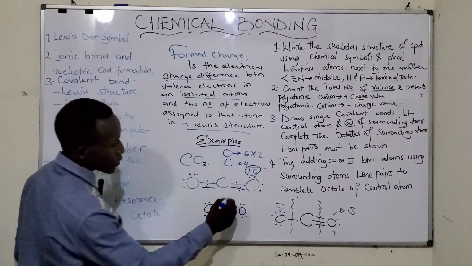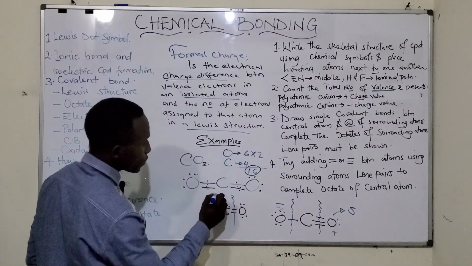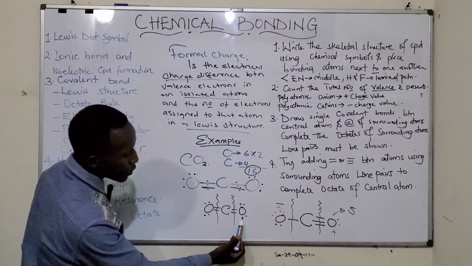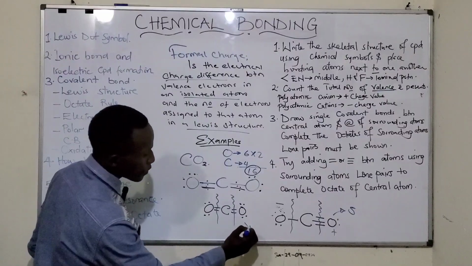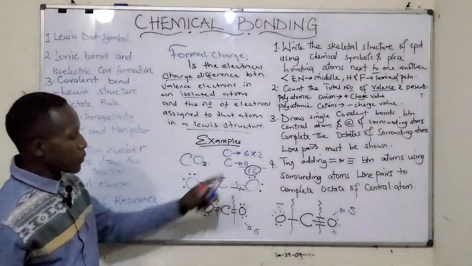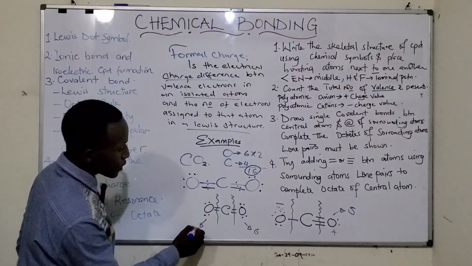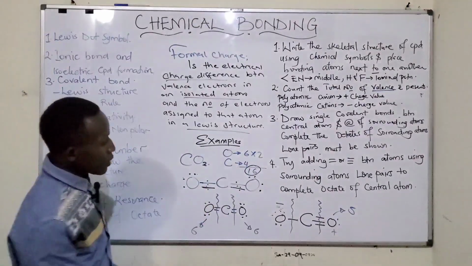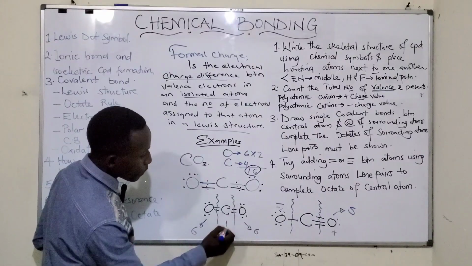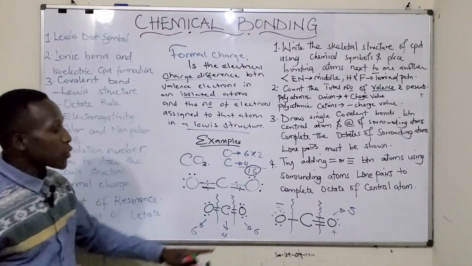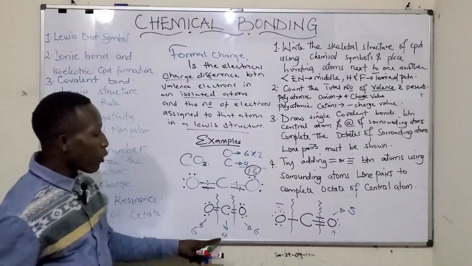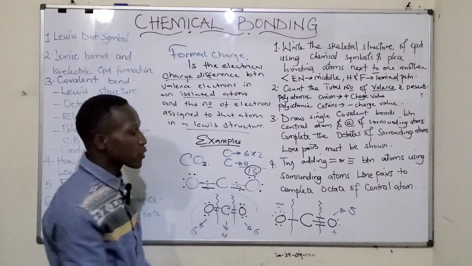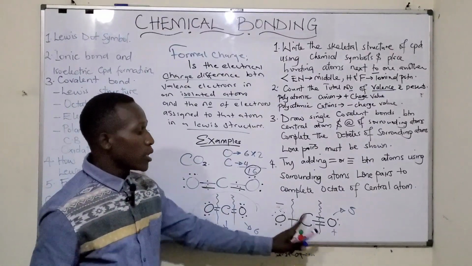Now, this one, if you try to break it like this, this oxygen is having 1, 2, 3, 4, 5, 6, which is true. Even this one is having 6, the normal electrons when it is isolated. This carbon is having 1, 2, 3, 4. So you see that this structure is more true than this structure, meaning that this is the true structure of carbon dioxide, not this one, which is having charges.